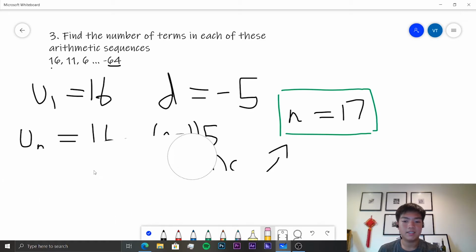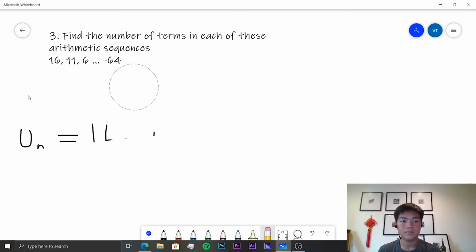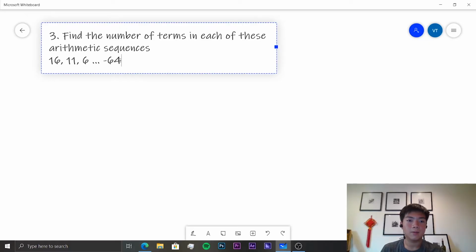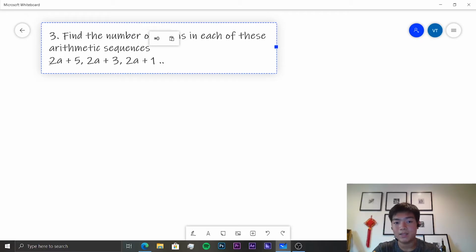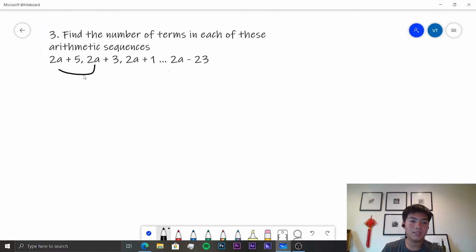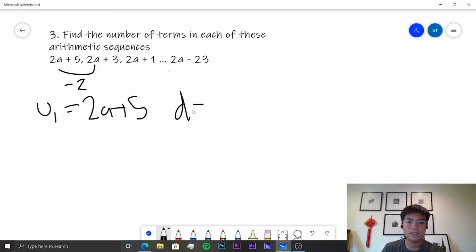So let's move on to another challenge. We still want to find a number of terms, but our series this time is 2a plus 5, 2a plus 3, 2a plus 1, until 2a minus 23. This one looks a bit complex, but as you can see, it will still be easy. The common difference is negative 2, and our first term is 2a plus 5.